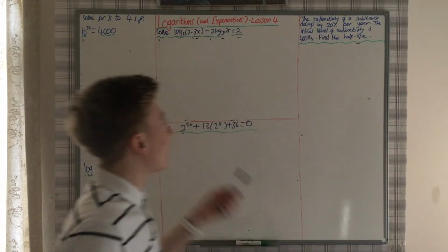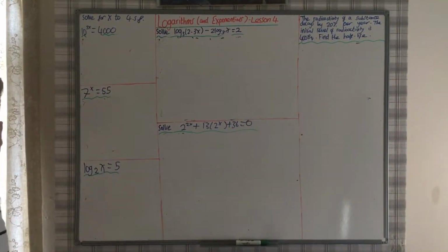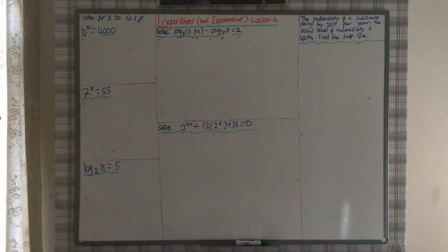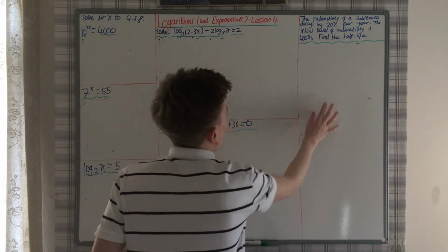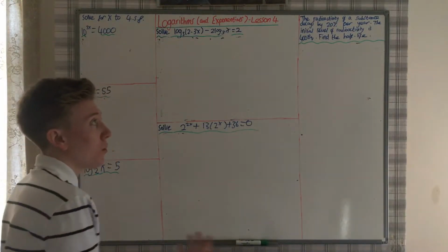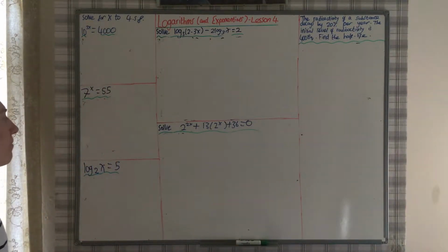Hi guys, and welcome to the fourth lesson on the topic of logarithms combined with exponentials. Today we're going to be looking at, first of all, a recap of the previous lesson, followed by some more challenging equations with logarithms and exponentials. And then we'll be moving on to finally a rather worded example which we'll have to, first of all, convert into some sort of equation in order to solve it.